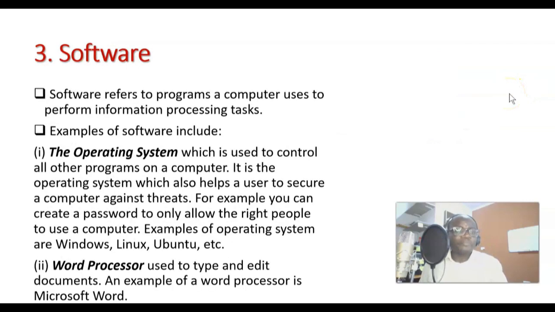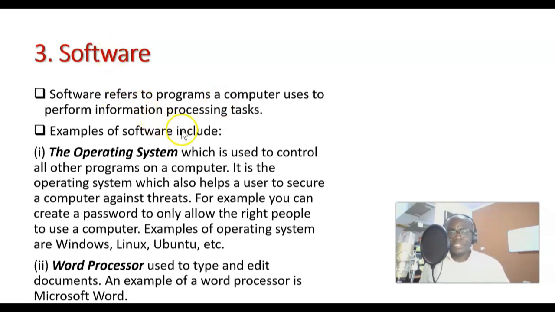Now let us move on and look at software. Software, like we mentioned earlier, refers to programs a computer uses to perform information processing tasks. So if you want to perform mathematical calculations, you need to use a calculator program. You need to use another program which is known as a spreadsheet. If you want to make some drawings or paintings, you can use software or a program called Paint.